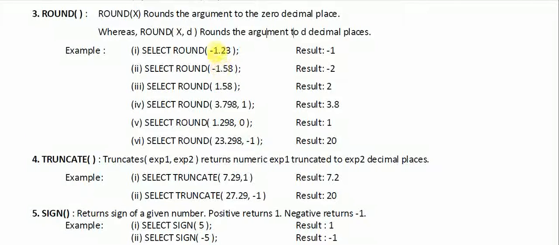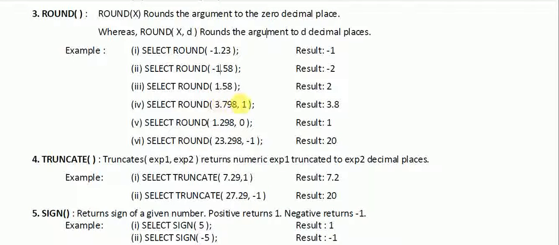The next, always remember this sign: the minus sign will come in case of negative numbers. The minus sign will come before this, and we just have to round this number. The next is -1.58. So 1.58, when rounded up, will give 2. Here the sign is minus, so here it is also minus. The next is 1.58, so it will result in 2.